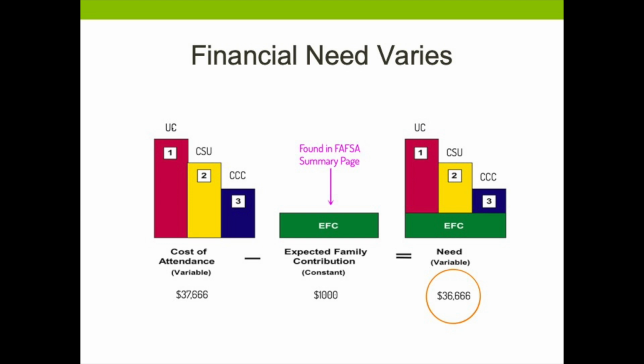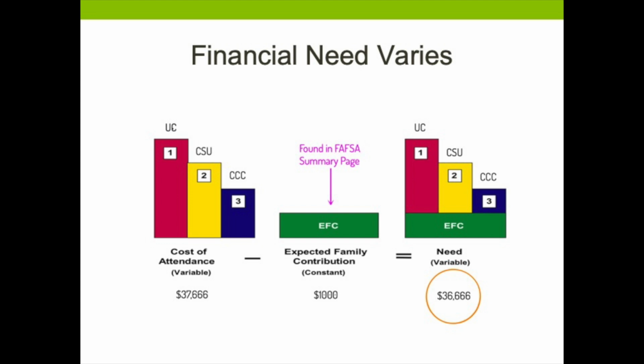Here you will see the cost of attendance for three different institutions. Institution number one represents a UC. Institution number two represents a Cal State. And institution number three represents a California Community College. And to determine your financial need for each of these institutions, you will subtract your EFC, your expected family contribution, from each cost of attendance. And I went ahead and put an example of this at the bottom of the screen.